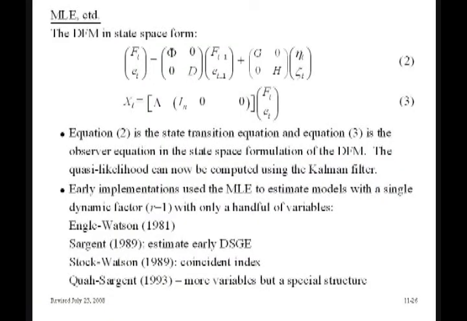That got sort of frustrating. Quah and Sargent were actually able to estimate a system with 60 variables, but they did it in a very, very special structure that allowed them to do some tricks that were not readily generalized.